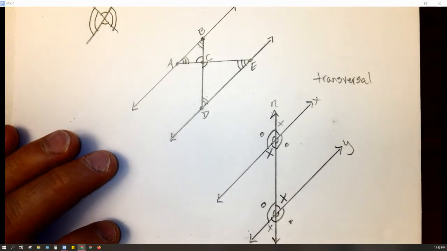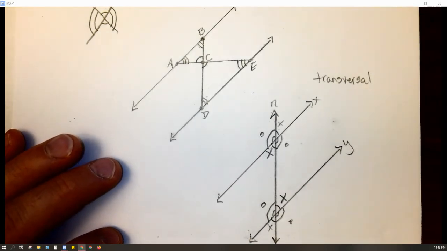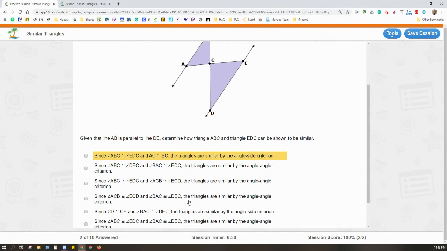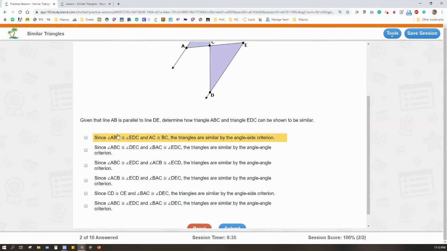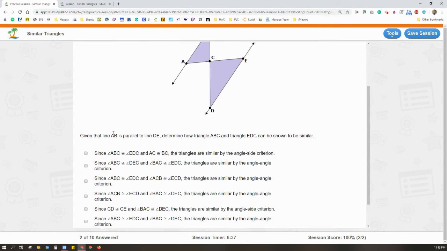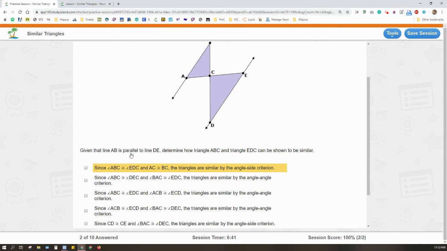So now let's go back to our problem and look at the statements that we have to choose from. We have a lot to choose from here. We can choose more than one. So let's go through these one at a time. First thing, since angle ABC is congruent to angle EDC, let's look that up.